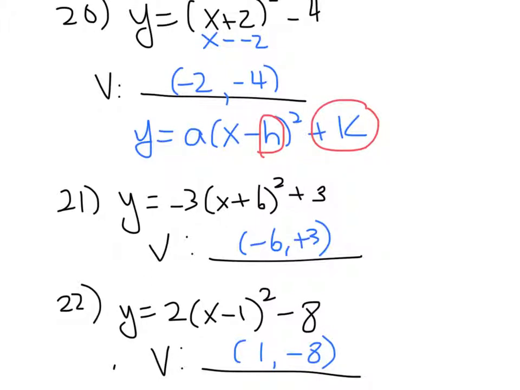Because again, this is your formula. So your a is 2. Your x is x, and then your minus is the minus here, and your h is what? The positive 1. That's why you have your positive 1 here. And your k is the whole thing, which is the negative 8.